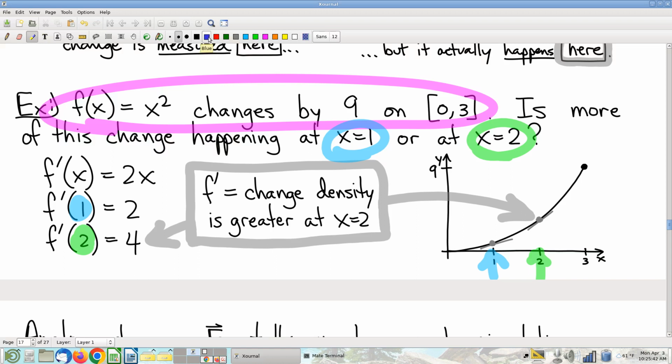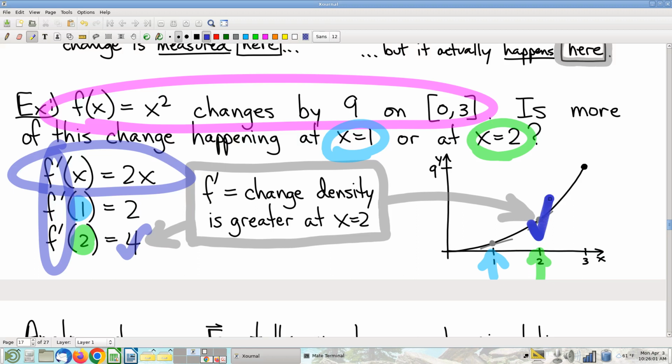Again, easy answer: this formula, the derivative f prime, tells you, in some sense, how much change is happening locally near that point. And it's pretty easy to see that the bigger value of change density is where x equals 2. You can see it in the picture, this is where the slope is greater. More change is happening where change density is greater.